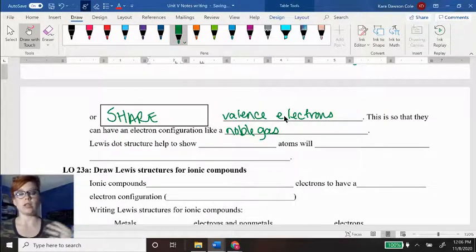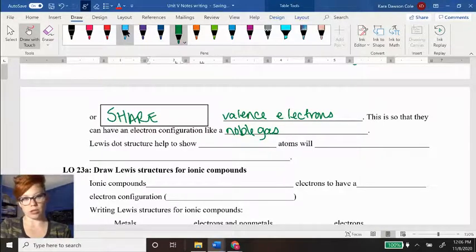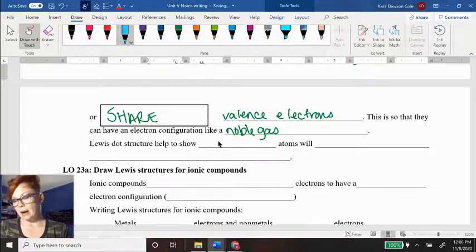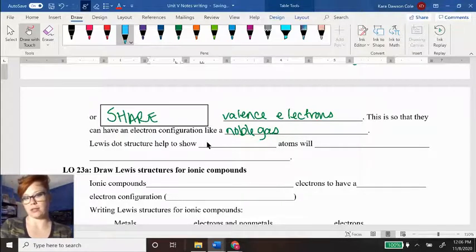When we started this unit, we were talking about stability of the nucleus. Well, now we're talking about stability of the electron cloud. They want to have 8 valence electrons in order to become stable. This is the whole reason that elements bond, because of the stability. They want to be stable. The Lewis dot structures help to show how atoms will share or transfer their electrons.